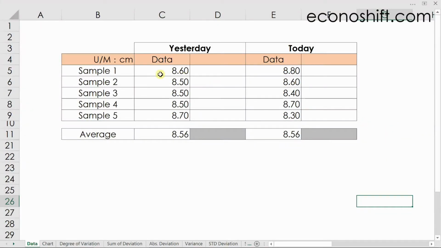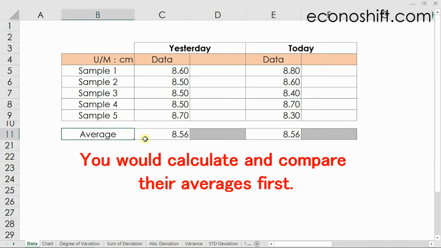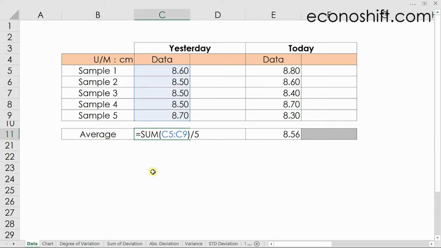Let's say that we measured 5 parts lengths as samples from your production line yesterday and today. What can we do to compare yesterday's and today's results? You would calculate and compare their averages first. Add all the data values and divide by the number of data. One little issue happened here. Even though the measured data are totally different, the averages of yesterday and today were exactly the same.